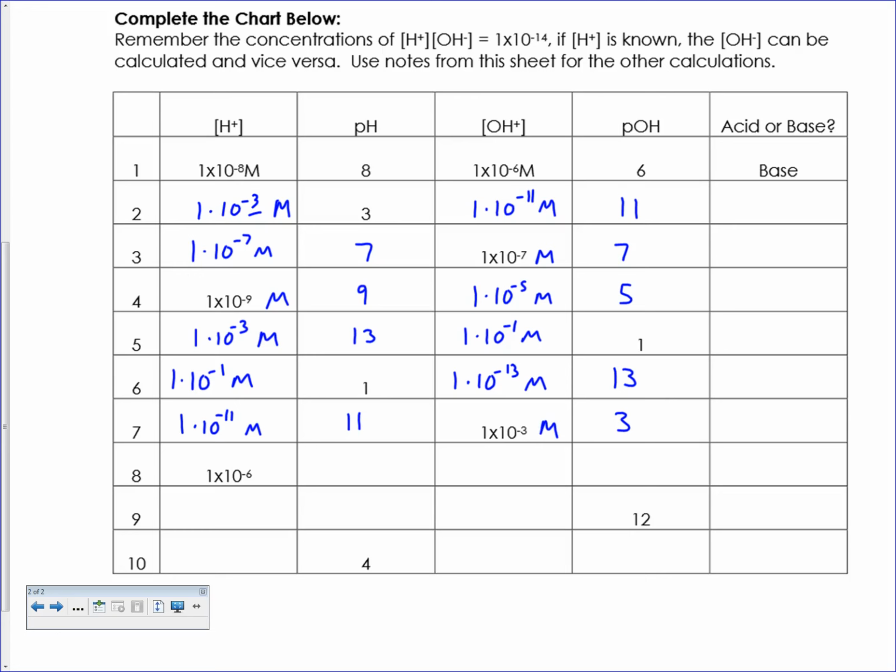Row 8, we've got 1 times 10 to the negative 6 for the concentration of H. That means our pH is going to be 6, which means our pOH is going to be 8, so that we get 14, which means this is going to be 1 times 10 to the negative 8 molar. For number 9, we're given 12 for the pOH. That means the pH is 2, which means this is 1 times 10 to the negative 2 molar. And this one here is 1 times 10 to the negative 12 molar.